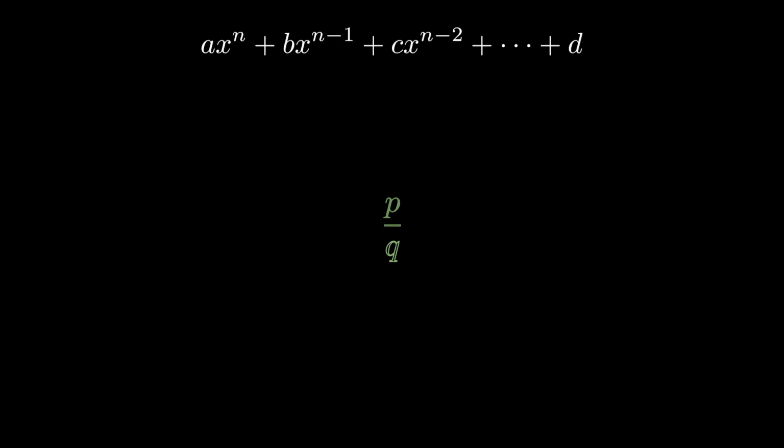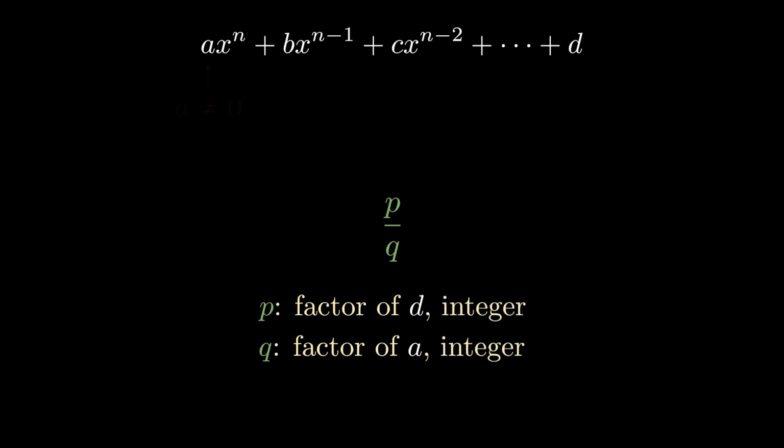The rational root theorem asserts that if we have a rational root of a polynomial, then the root is always in the form p over q. P is a factor of the constant term and q is a factor of the leading coefficient. P and q are also integers and share no common factors.